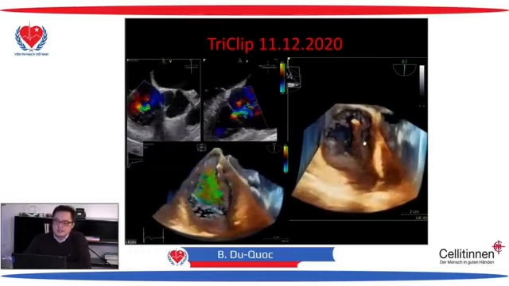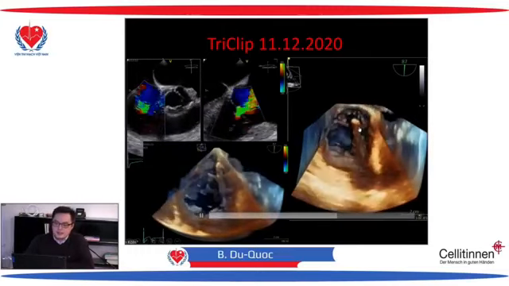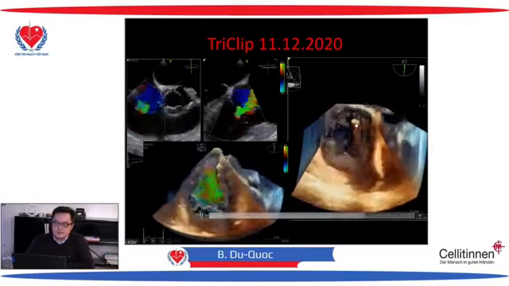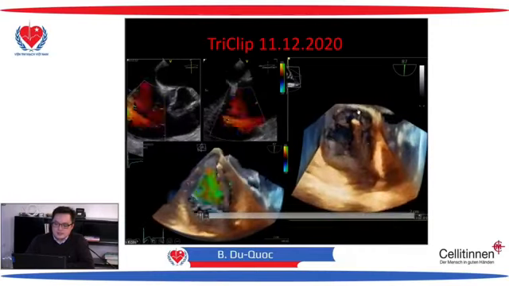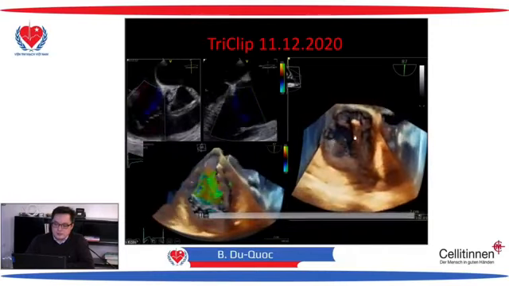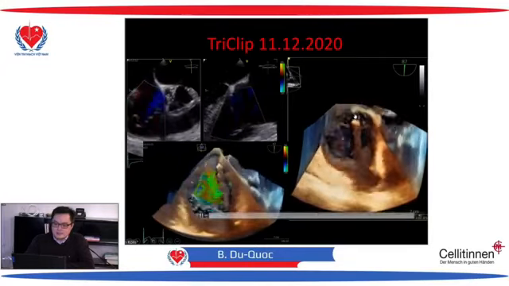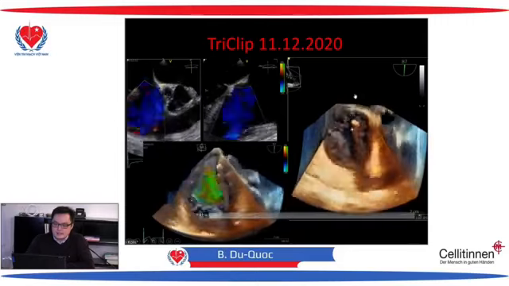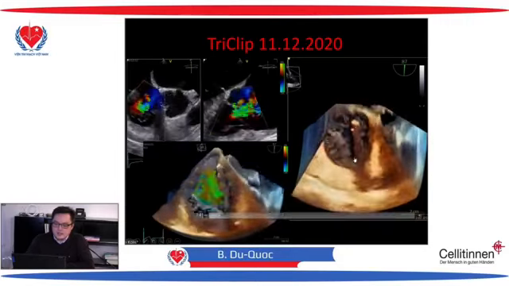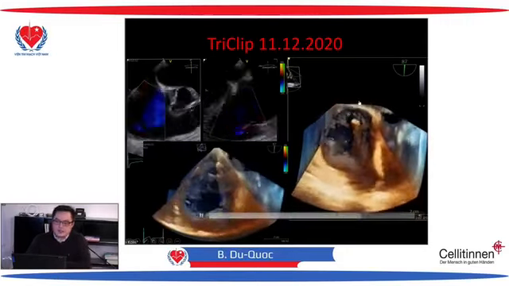Yes. And here you see already our clip, open clip in the right atrium, and you see this is our intercommissural plane. This is the posteroseptal commissure. Here is the anteroseptal commissure, and this is the line I already mentioned where you position your clip orthogonal to this line, and you see it here very nicely. The clip is orthogonal to this intercommissural plane.